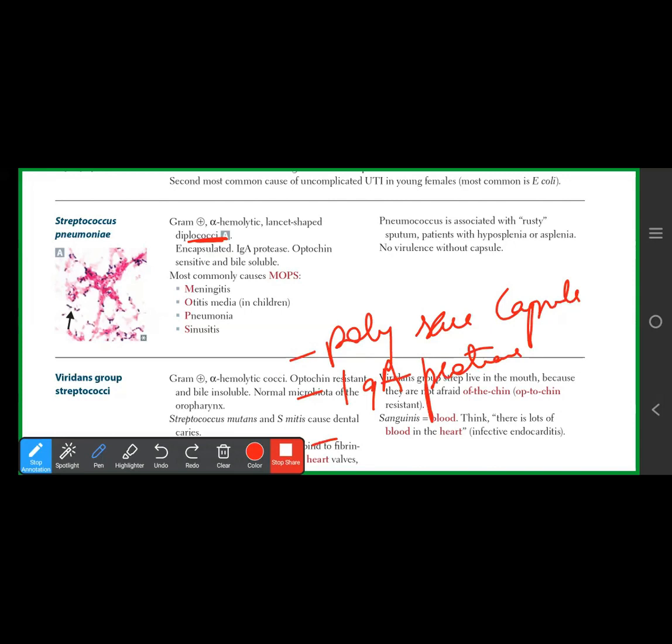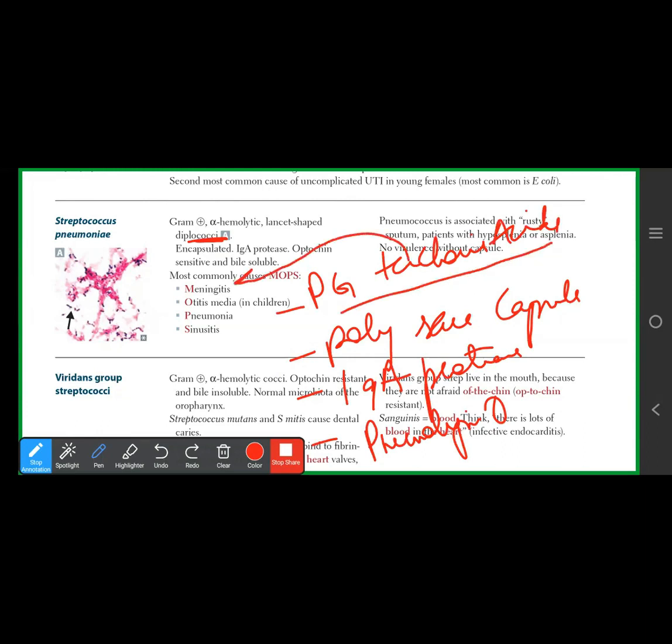What is IgA protease important for? We did a question for that also. They are going to cause invasion and colonization of the mucosa. If IgA is broken down by the protease, they can invade your mucosa. Now next is pneumolysin O. Next is your peptidoglycan and your teichoic acids. Peptidoglycan and teichoic acids are the virulence factors for meningitis.